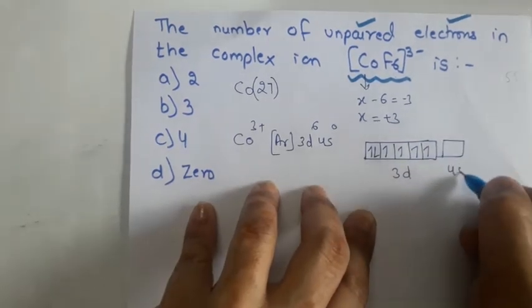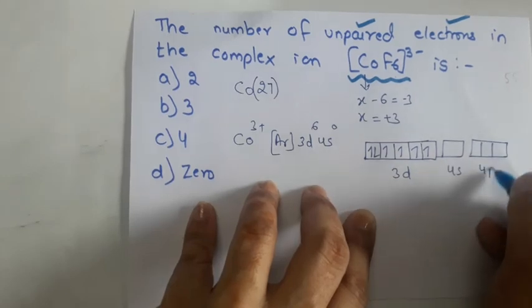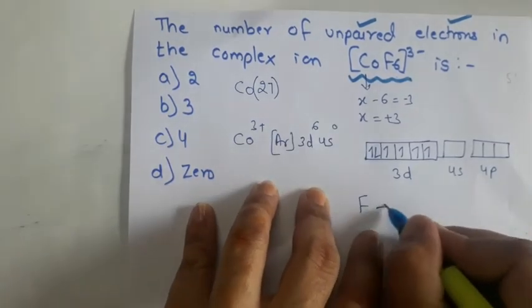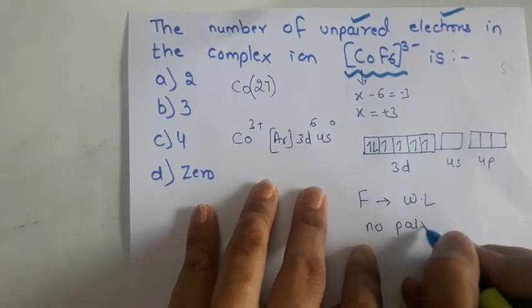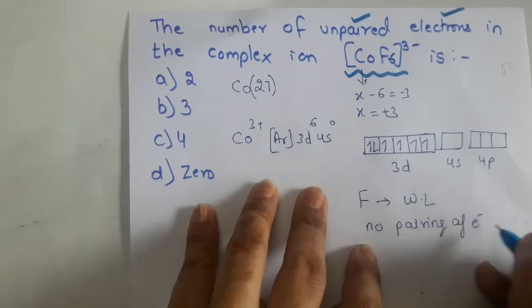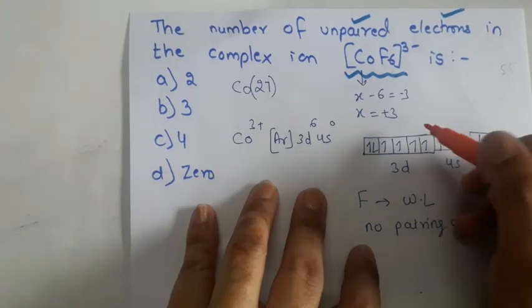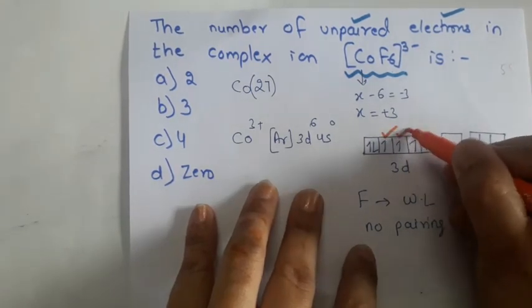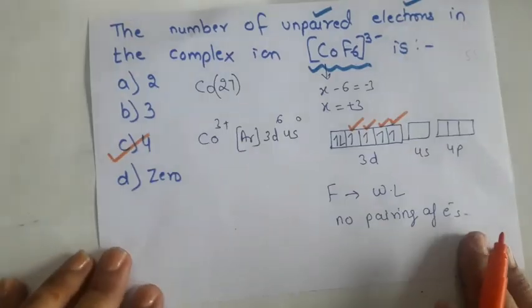Now we all know that fluorine, that is fluoride, is a weak ligand, isn't it? So no pairing will take place, and if pairing will not take place, how many electrons are we having unpaired? 1, 2, 3, 4. Okay, so our correct answer is the C option.